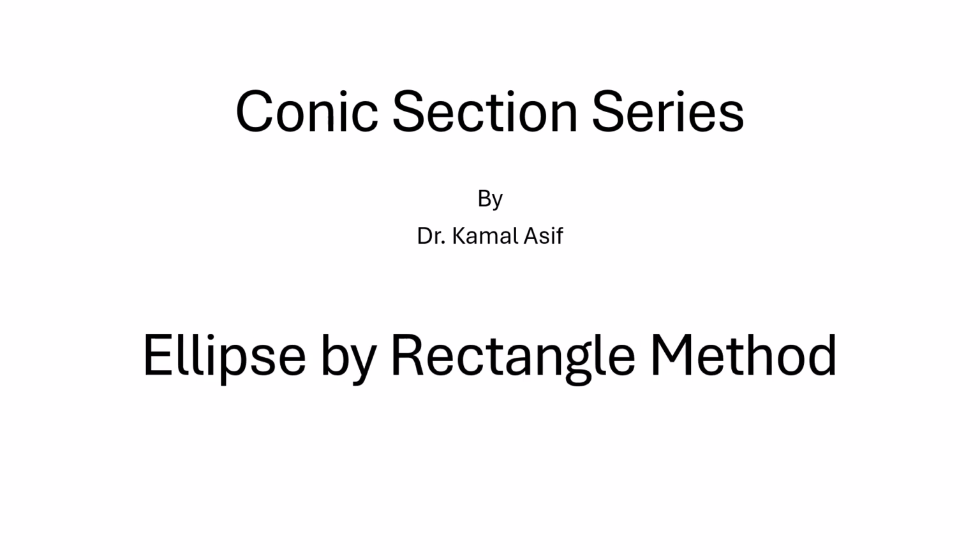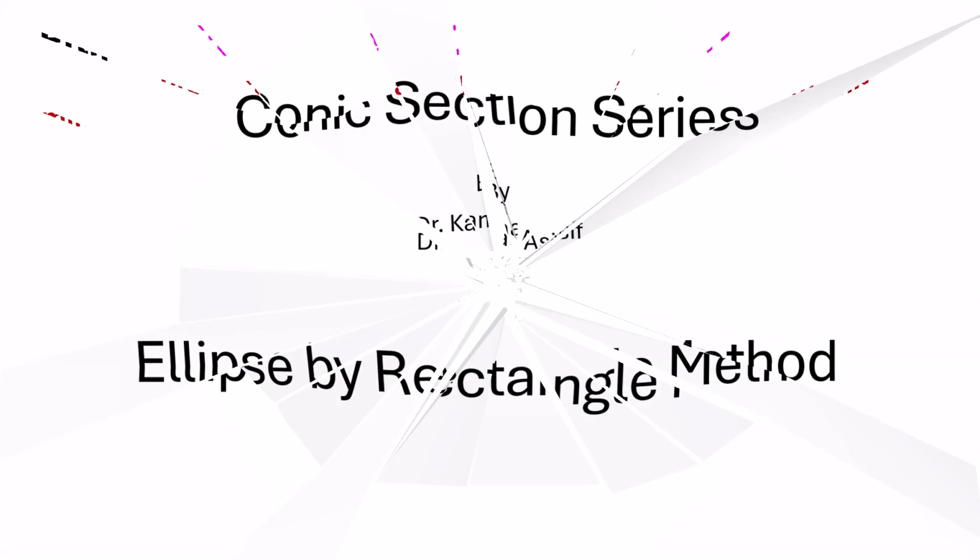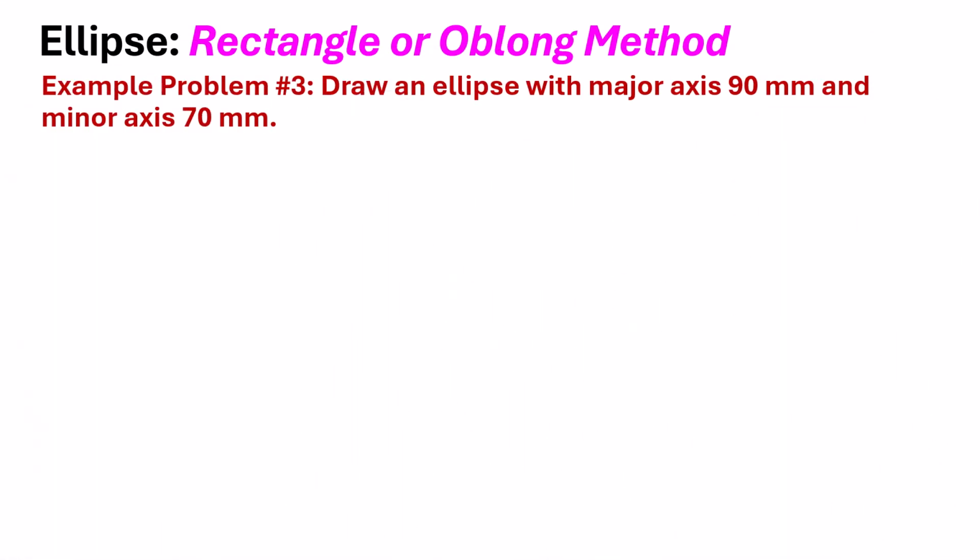So without wasting time, let's go to the construction. Now here is the problem for the construction of ellipse. So here again, we have to draw an ellipse with major axis 90 millimeter and minor axis 70 millimeter. The method of construction is rectangle or oblong method.